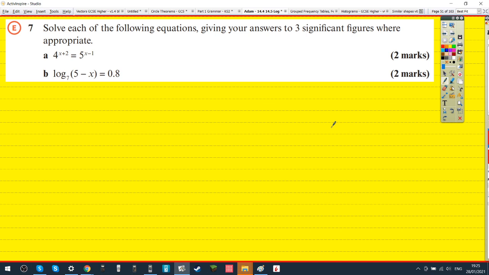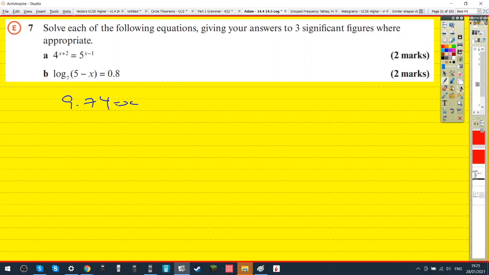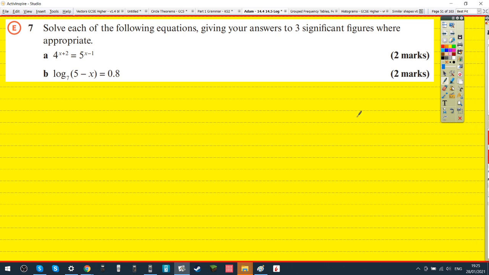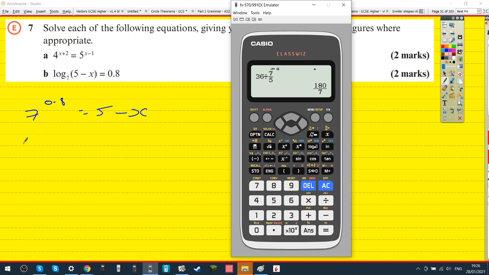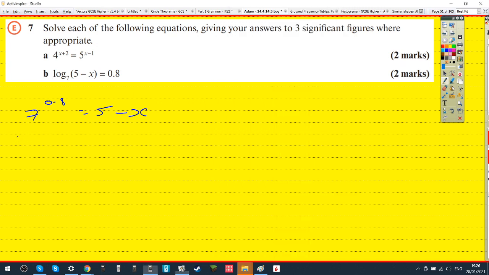I got 9.74 equals x. Nope. Working out? So I made it 7 to the power of 0.8 equals 5 minus x. And then I did 7 to the 0.8 first. I got 4.7432 and a bunch of numbers. Oh wait, it's because I added 5 to both sides. Aha, you minus 5. Yeah.